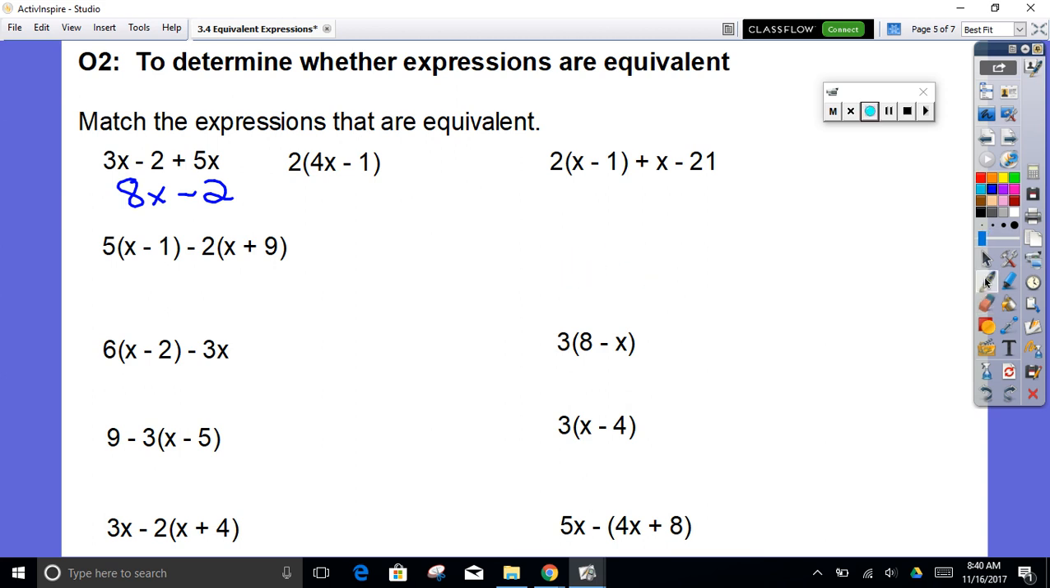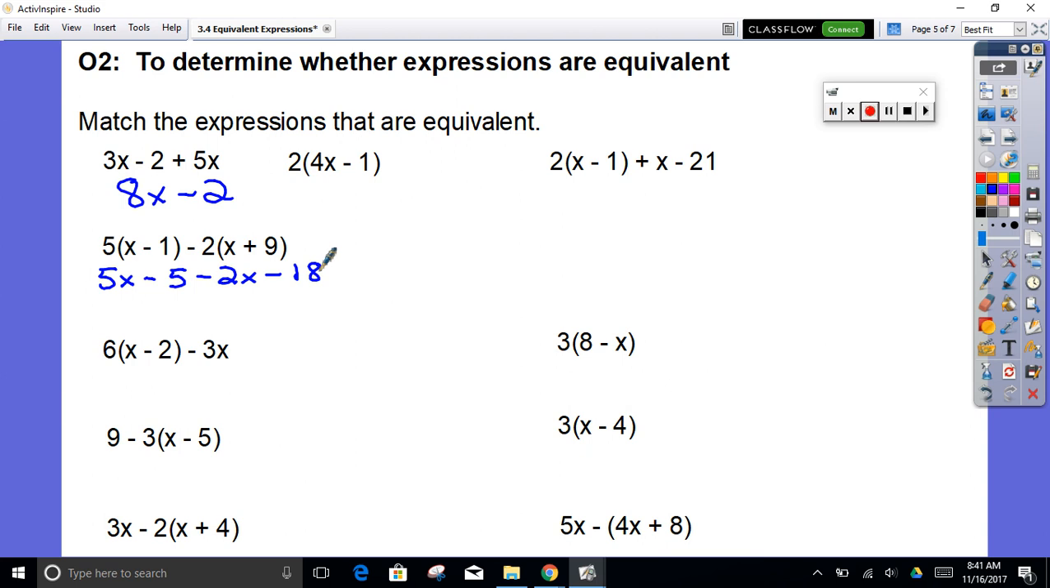Okay, let's look at the second one. Taryn, you were just in the process of simplifying that. Do the first step for me, so the distributing on this one. 5x minus 5 minus 2x plus negative 18. Instead of plus negative, the simplest way is just minus 18. Okay, good. Now combine the like terms.